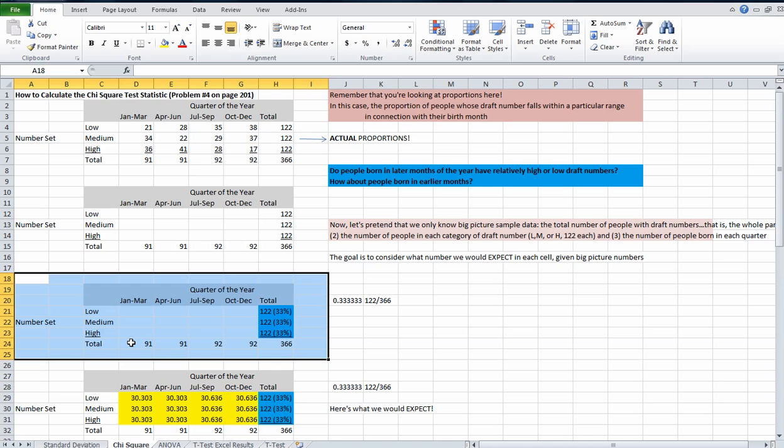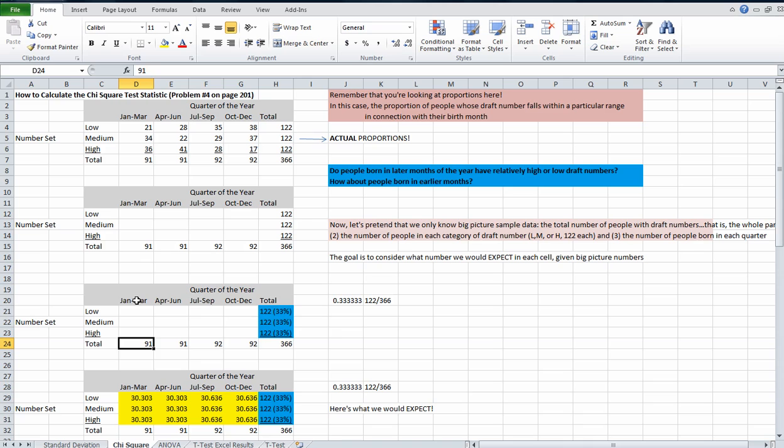All you need to do is multiply the number of people from each birth category times the percentage that you would have expected to get in each one of these cells. Let me give you a further example. We know that out of 366 respondents, the percentage of people who got low draft numbers was 33%. Then naturally, if we had 91 people who were born in January to March, we would have expected randomly that 33% of them would have had low draft numbers. So 91 times 33% is 30.303. You can see that below as I fill it in. Given these numbers are the same, when you multiply 91 times 33%, you're going to get the same number again.